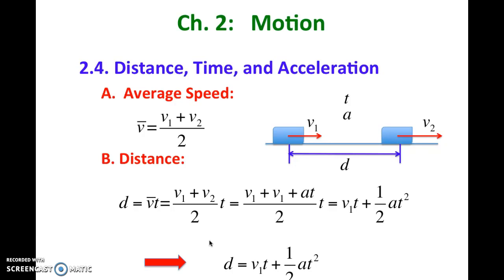Replacing the average speed by v1 plus v2 divided by 2, and replacing v2 by v1 plus at, and simplifying, we obtain the distance traveled as d equals v1t plus half at squared. This is a very important distance formula. The final speed and the distance formula are two fundamental formulas for constant acceleration motion.